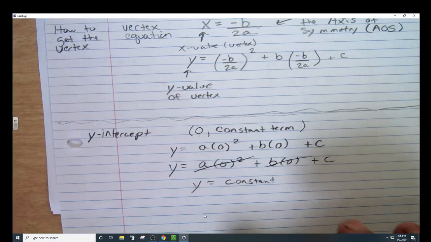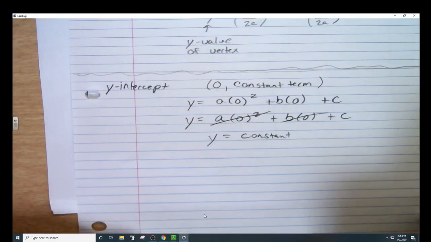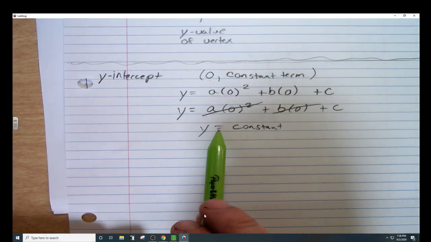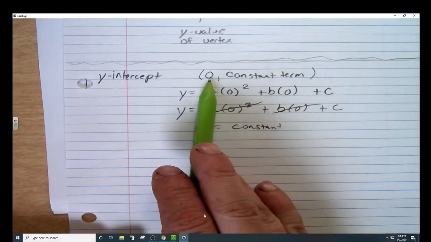All right, guys. Sorry about that. So the y-intercept is your 0 in your constant term.